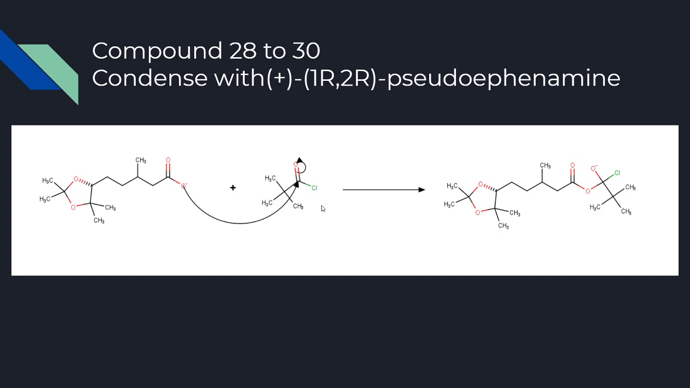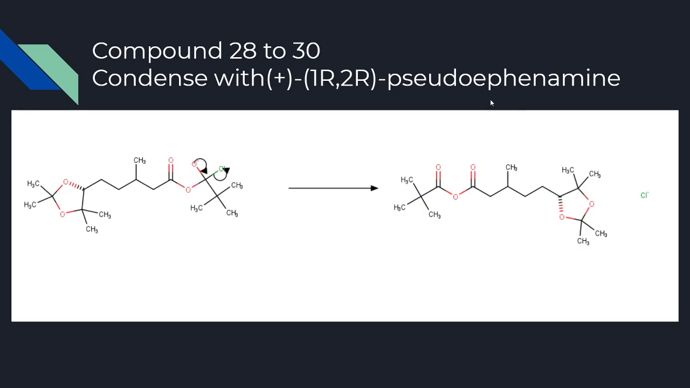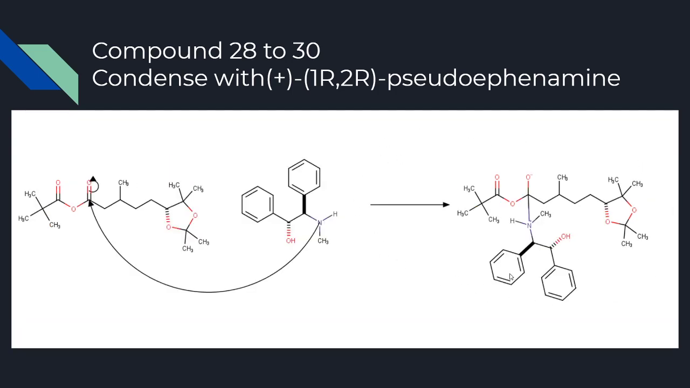This is the most reactive one, to form a tetrahedral intermediate. Now the lone pair on the negatively charged oxygen kicks down to form the strong carbon-oxygen double bond, kicking out the chlorine as a leaving group and creating an acid anhydride. Now this acid anhydride is reactive enough to be attacked by a nucleophilic amide.